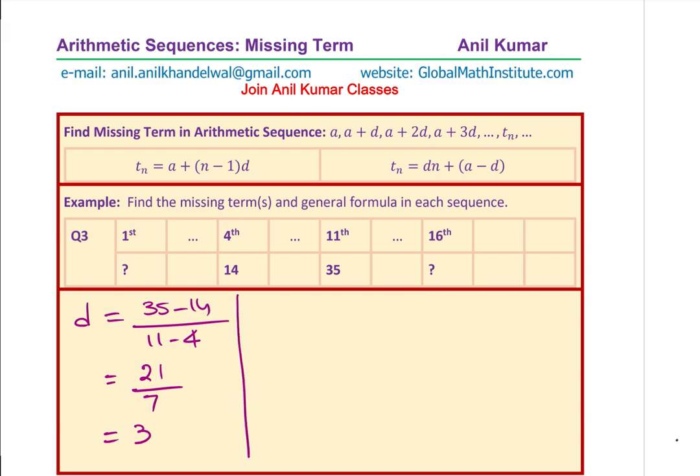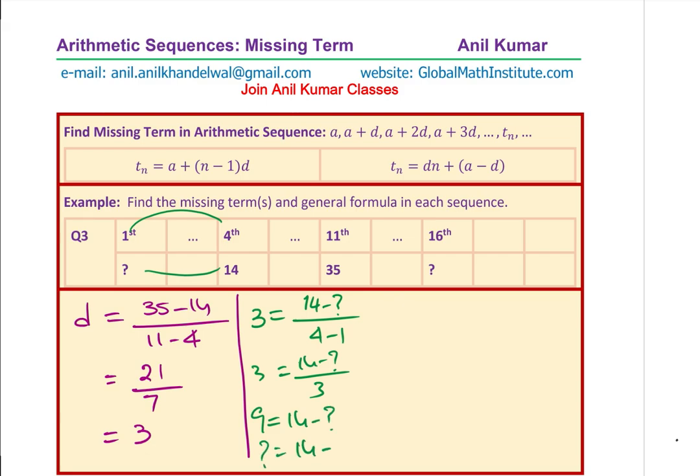Now once again, we are going to apply this to the first and the fourth term. So d is 3, and so we have 14 minus what we don't know, divided by 4 minus 1, which is 3. So we have this as 14 minus what we don't know over 3. Cross multiply, 9 equals 14 minus what you don't know, and that value will be 14 minus 9, correct? Which is 5. So we know a is 5 for us. So let me write down a as 5 right there.